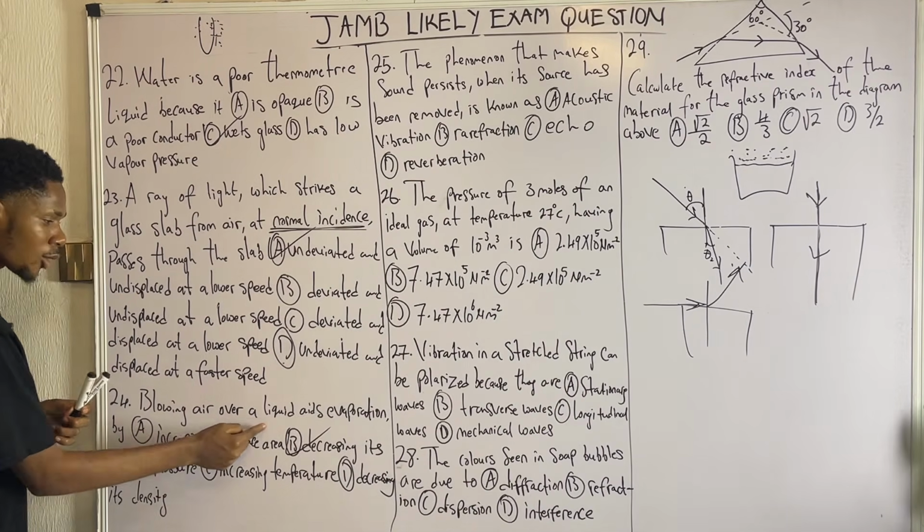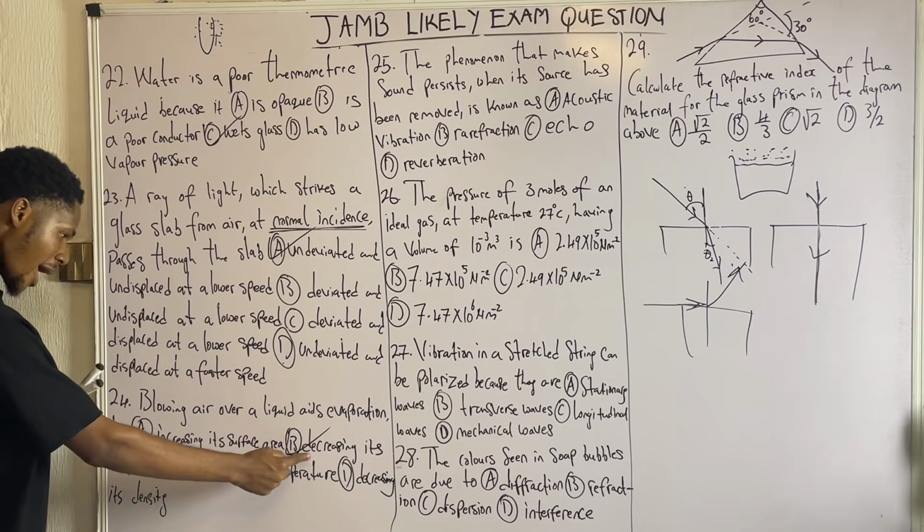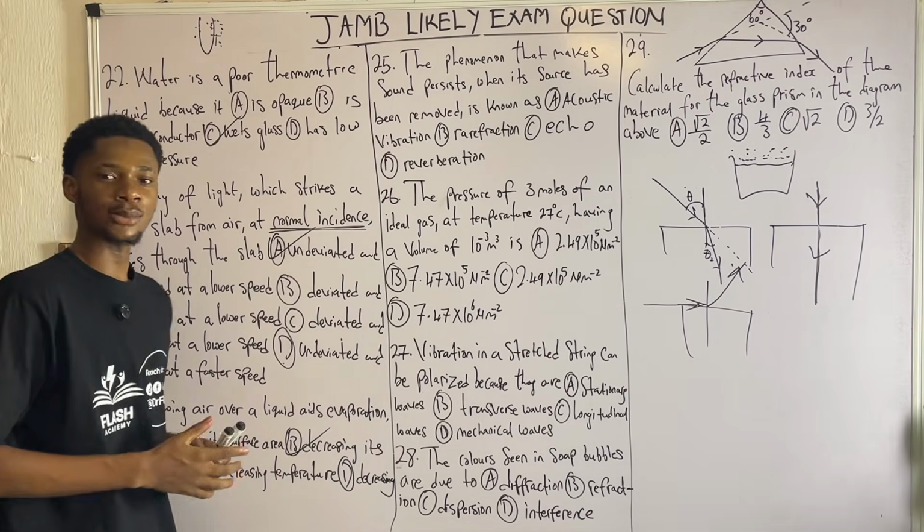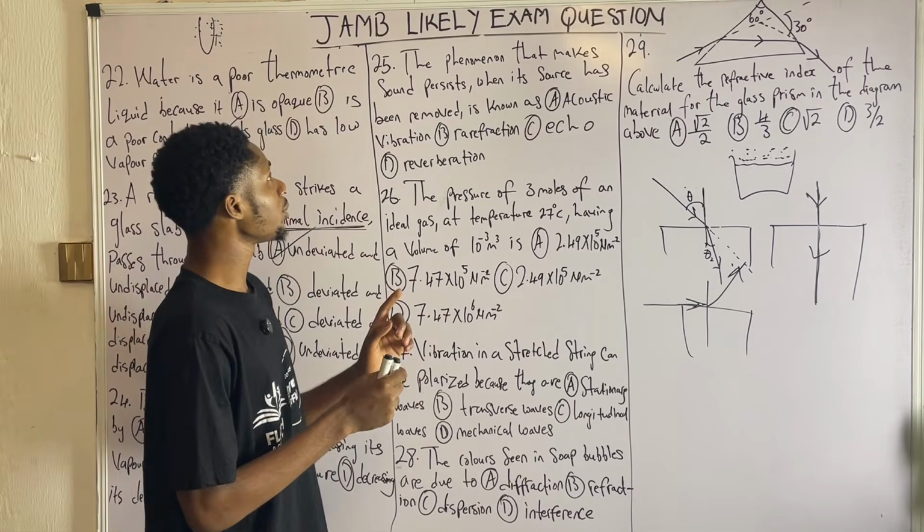Option B. Blowing air over a liquid aids evaporation by decreasing its vapor pressure. JAMB is going to ask you. Take note. Next one on the board, question 25.